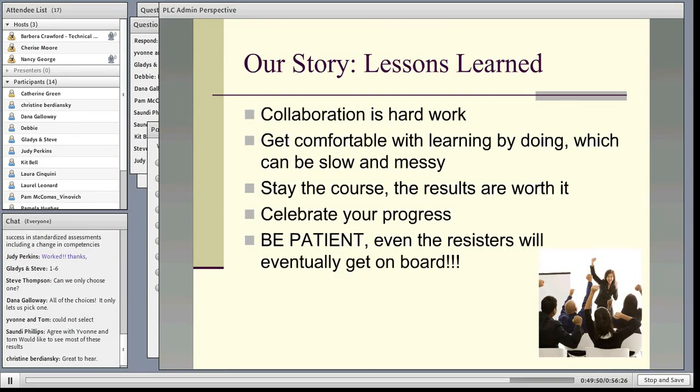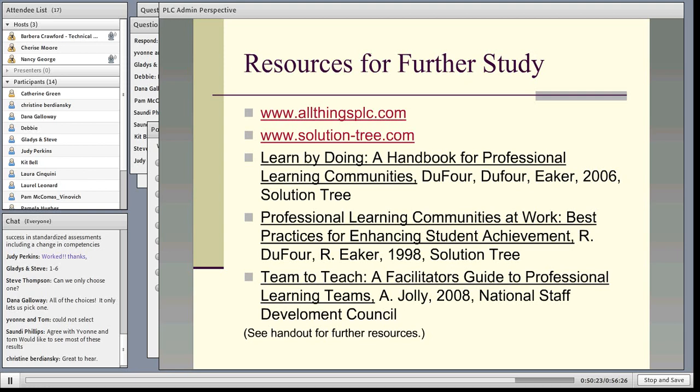So it really is about staying the course, and I will tell you the results are worth staying the course. And make sure that you celebrate the progress along the way and be patient. We have a couple of teachers who, I think we're in our 4th year of this, who just now are getting on board finally. So there's a lot to benefit the school, the teachers, the students, but it's definitely hard work, and you've got to stay the course.